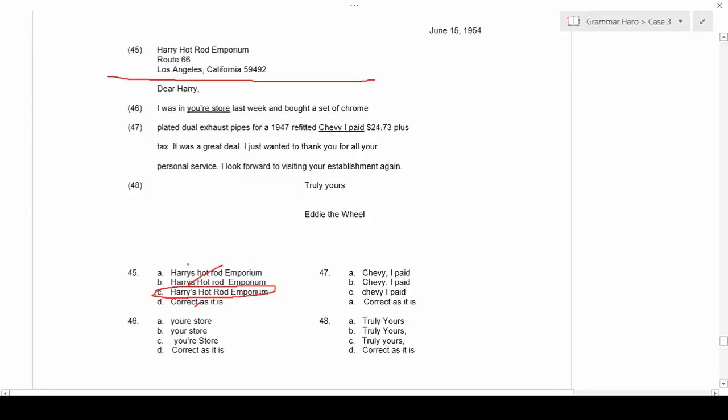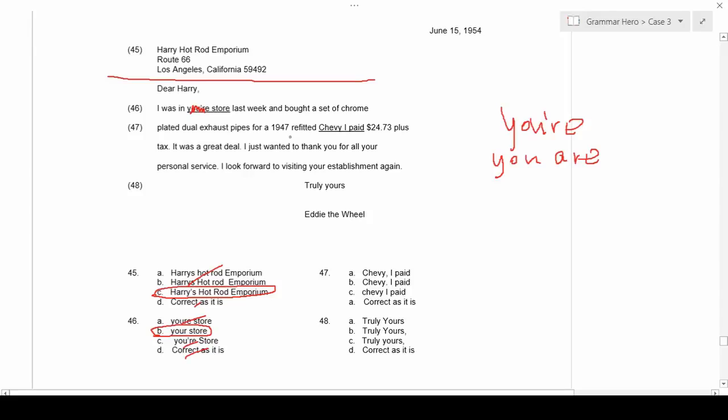46. I was in your store. You apostrophe R-E is a contraction of you are. I was in you are store last week. Doesn't make sense, so we know this is wrong. We're going to go with B. Your is a possessive pronoun and it shows ownership. That's wrong, that's wrong, that's wrong. Okay.